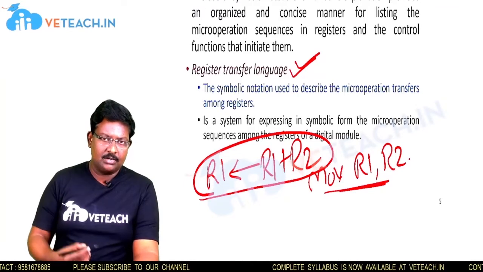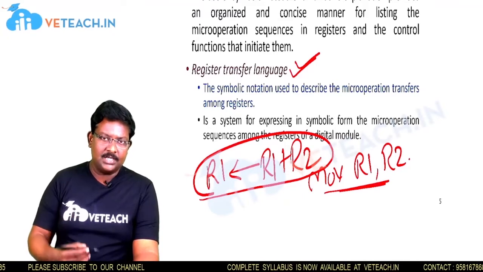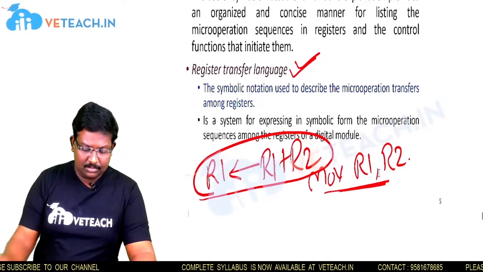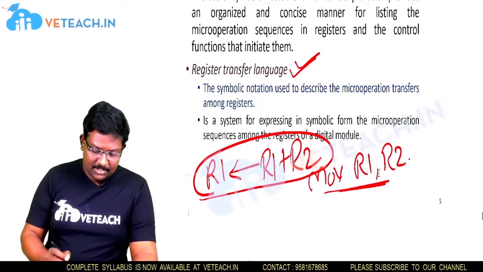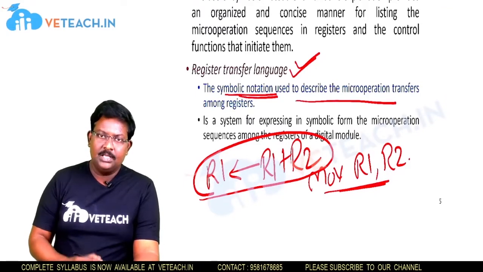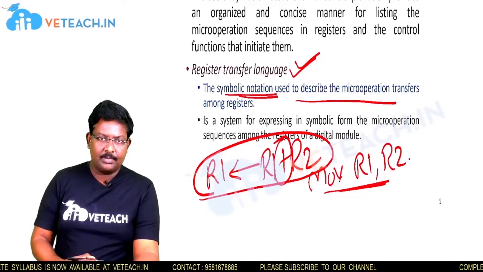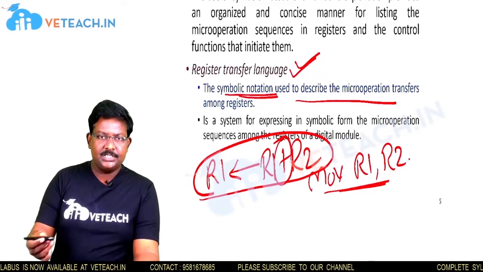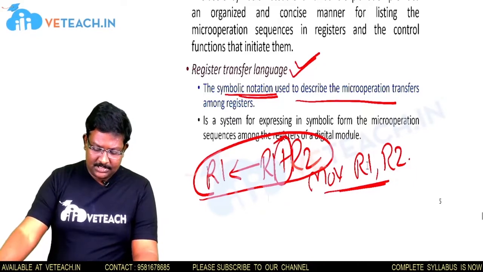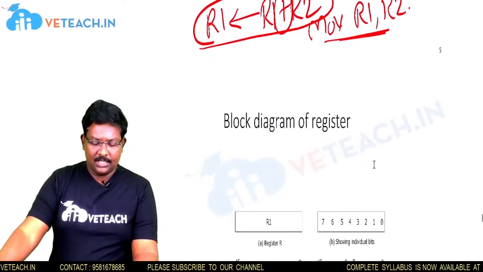Those operations are called micro operations, and representing them in a user understandable format is called register transfer language. For representing the language, some symbolic notations are used to describe the micro operation. Here I have used a plus operator to represent the addition between R1 and R2. Such things are done in this register transfer language.